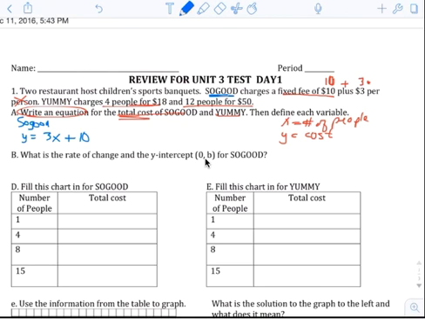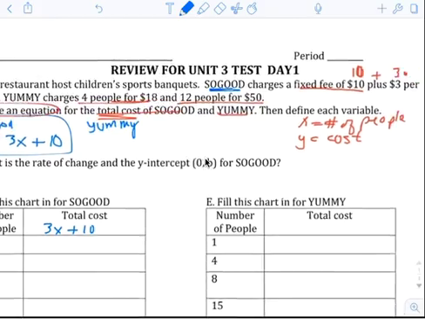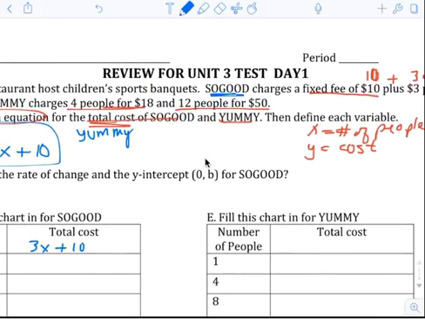Okay, and then Yummy requires more work. I should have left more room here. For Yummy, we only know So Good. So total cost is 3x plus 10 here. Okay, Yummy needs more work. We got 4 people for $18 and 12 people for $50.